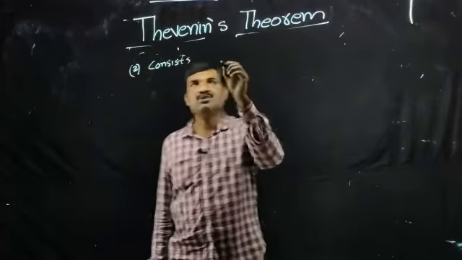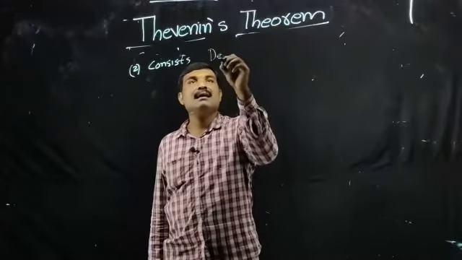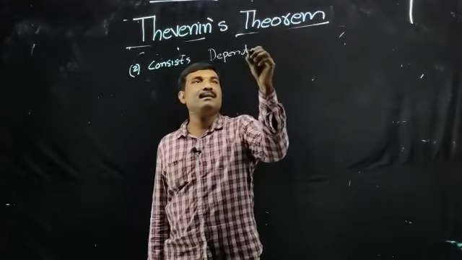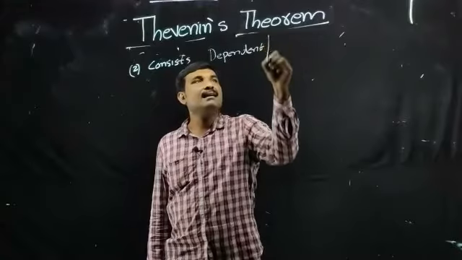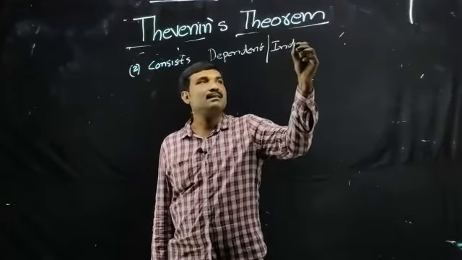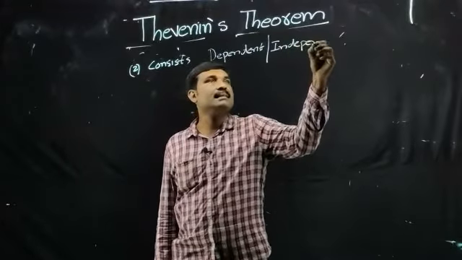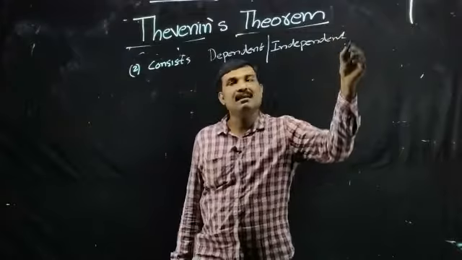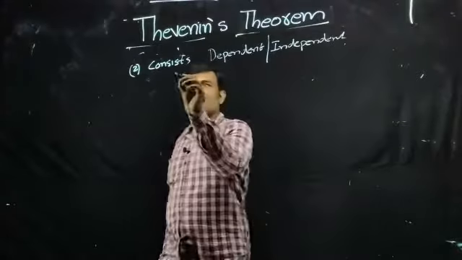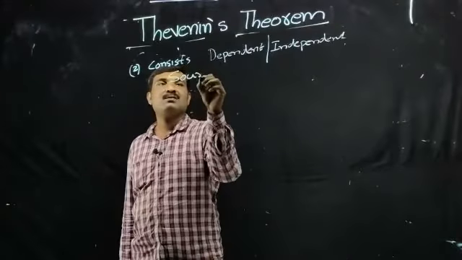Now, our second case: the network consisting of both dependent and independent sources. This is the second case. So sources may be independent sources or dependent sources.